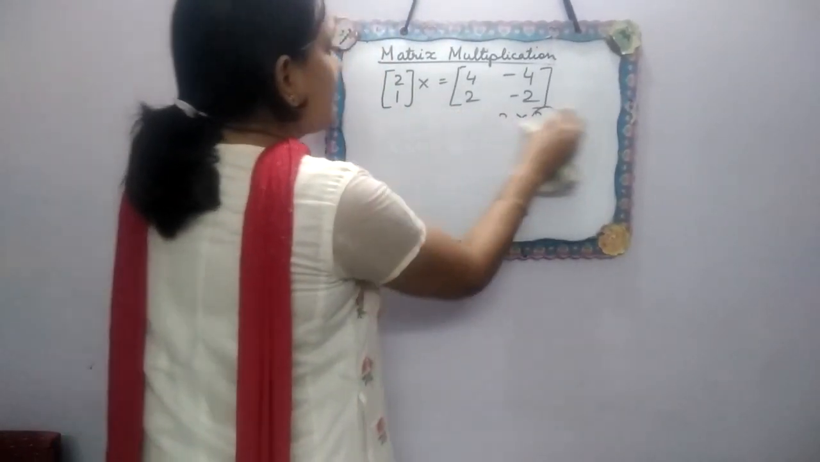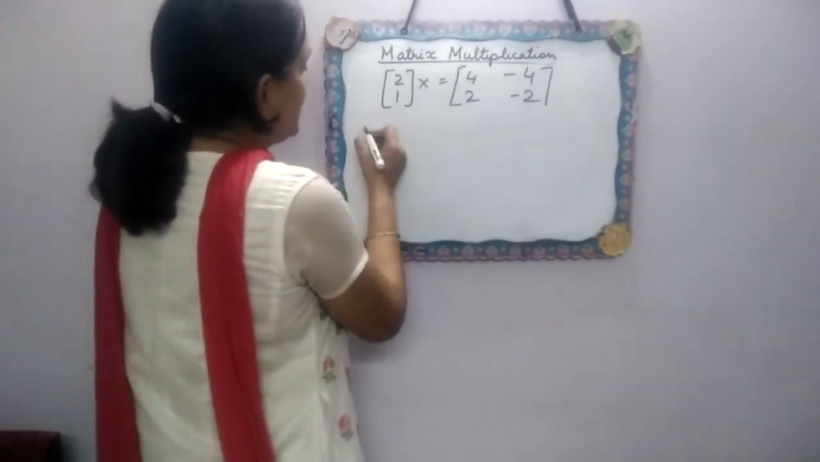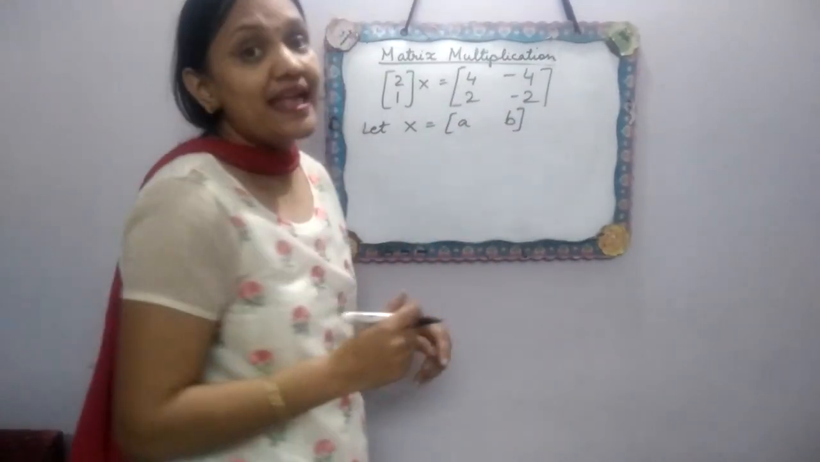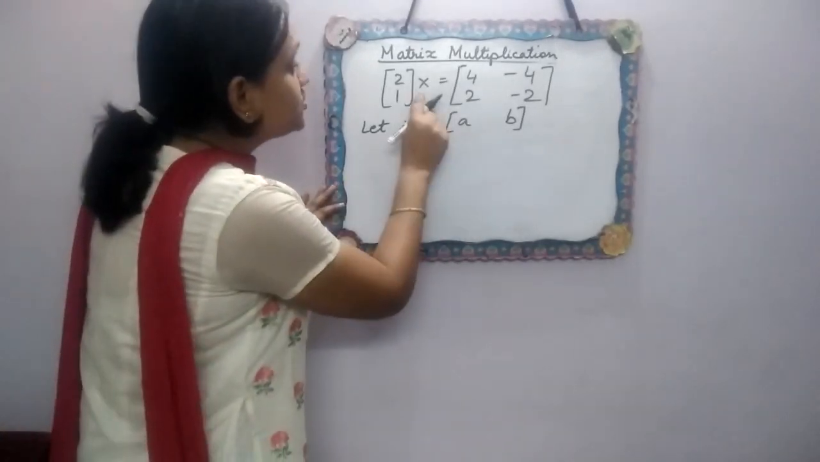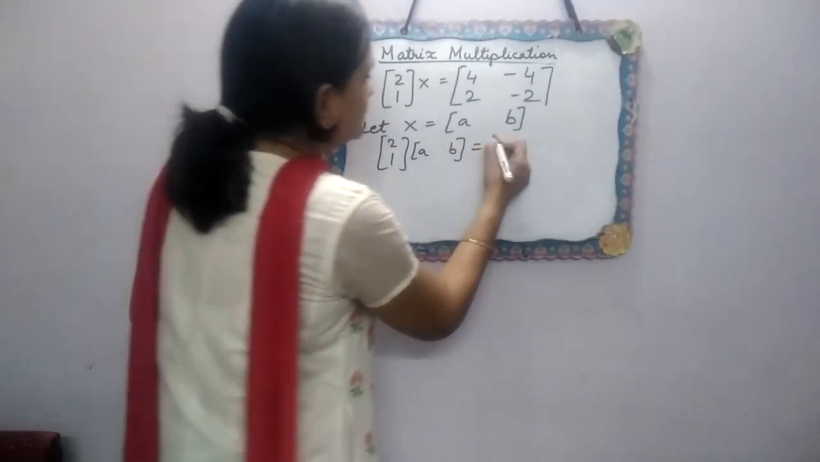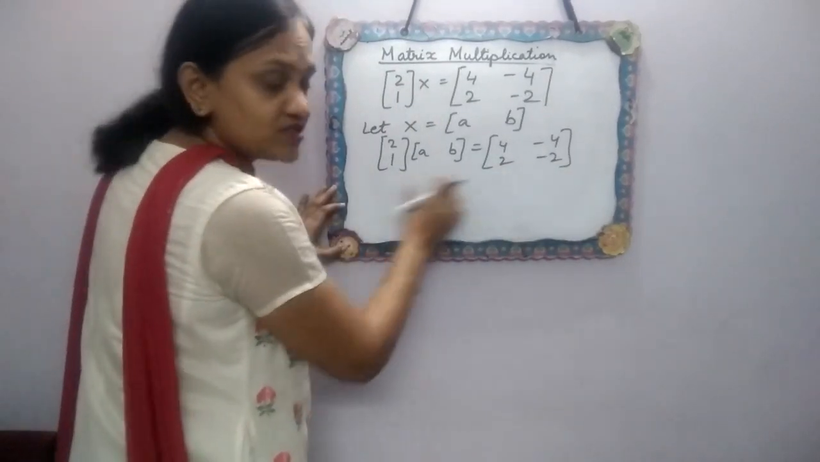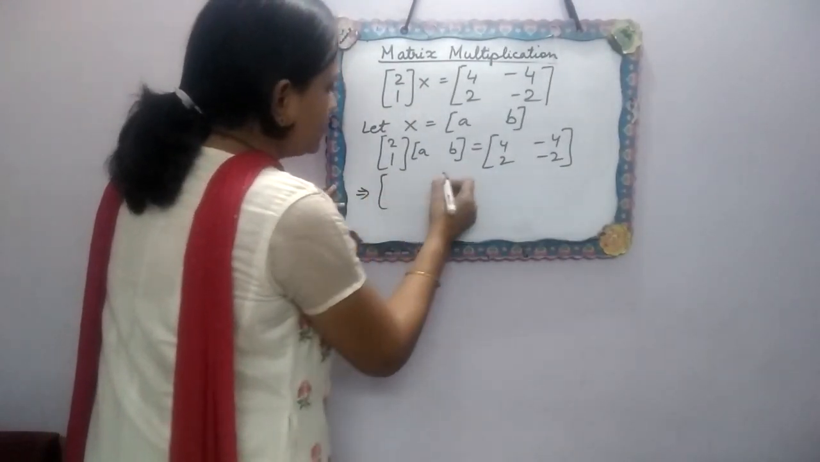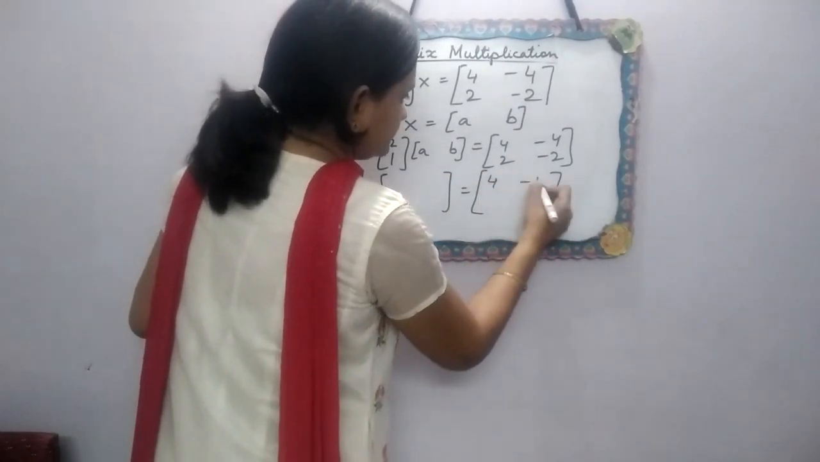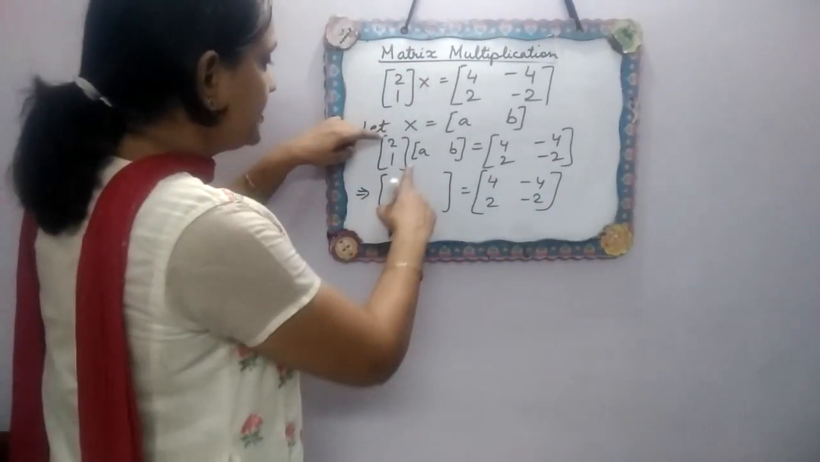Now since we know that the order of matrix X is 1 by 2, let's assume that matrix X has the elements A and B. So if we substitute this value over here, we get, for equality of two matrices, their order has to be same. We realize that we will get the same order in both the places. Okay, now let's multiply.